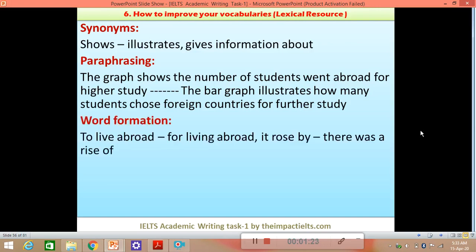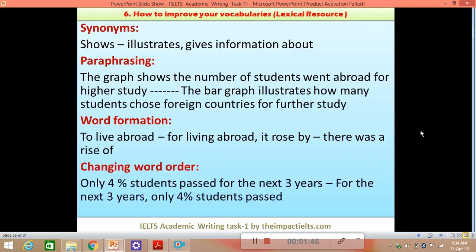Next one is word formation. So instead of "live," you can see in this example, you can write down "living." Instead of "rose," you can write down "rise." This is simply word formation. So instead of "form," you can write down "formation." Instead of "transform," you can write down "transformation." Right.